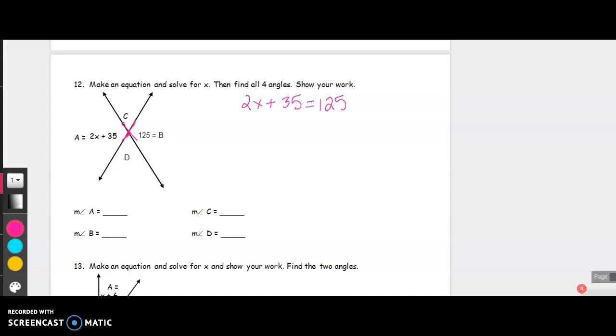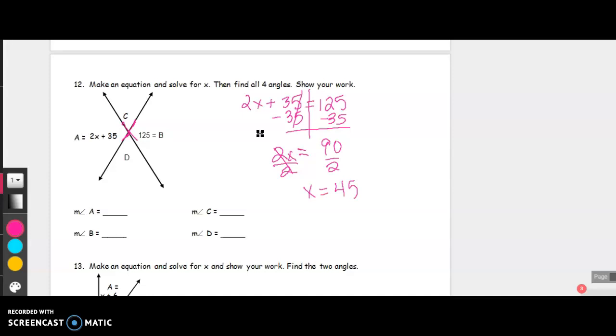So we're going to draw the line down the middle. We got to get rid of this 35. So minus 35, minus 35. I get 2x equals, and 125 minus 35, let me just get my calculator, 125 minus 35 gives me 90. I'm going to divide both by 2, and I get x equals 45.